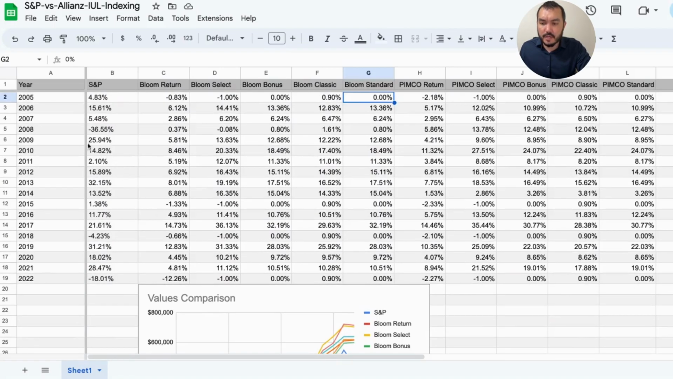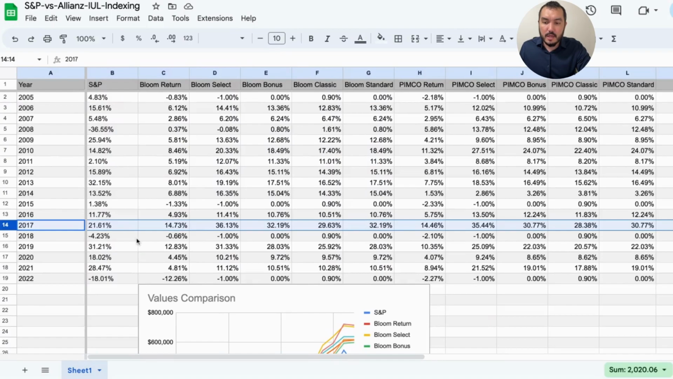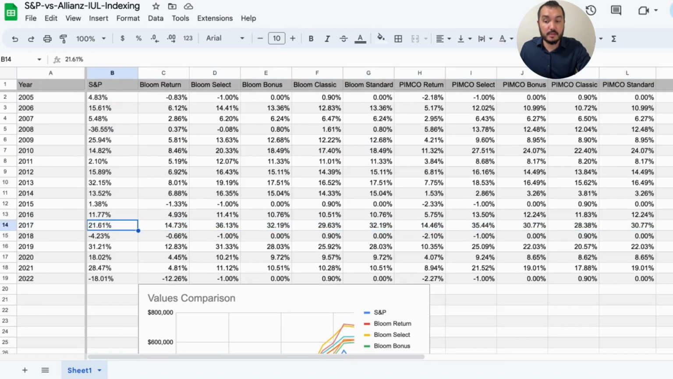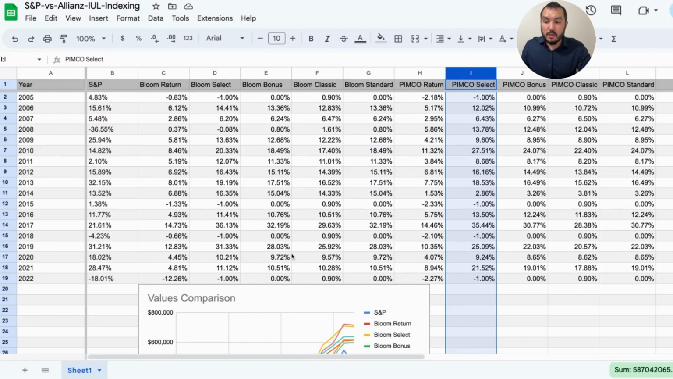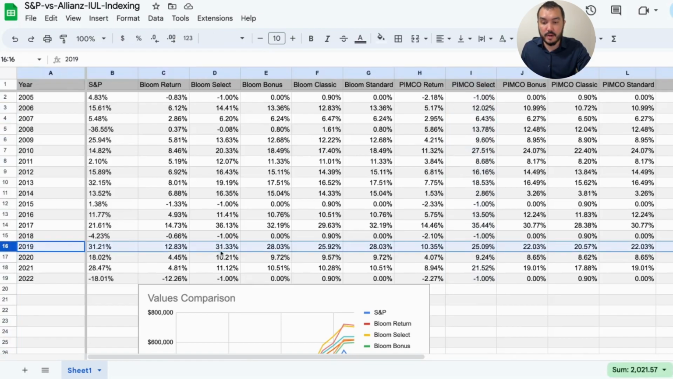So to cover a couple of other time periods, there was that 2017 year. In the case of the S&P directly, we're looking at a 21.61% return. But you can see this Bloomberg Select strategy was a 36% return, and this Bloomberg PIMCO Select strategy was 35.44. So even on strong years, the indexing strategies can outperform the S&P. That's not going to be the case on every year. It just depends on what the circumstances are. So you can see that 2019 was more comparative. We've got the Bloomberg Select only coming out slightly ahead, and the PIMCO Select behind the S&P return in 2019.